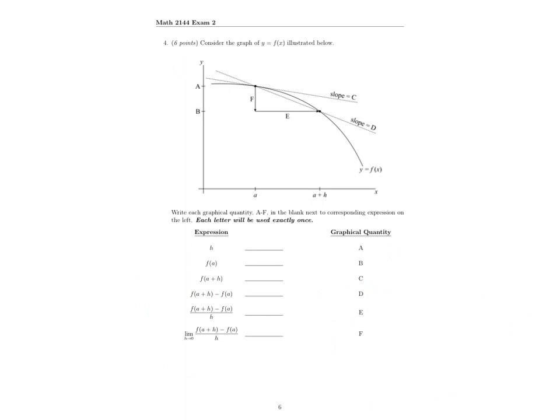All right, on this one, we want to label everything. So the first thing here is the expression for h, this distance between a and a plus h. So this distance here is h. So that's quantity e on the graph. Okay, f of a is the y value for the point A. So if I go up here to A, I can see that f of A is B.